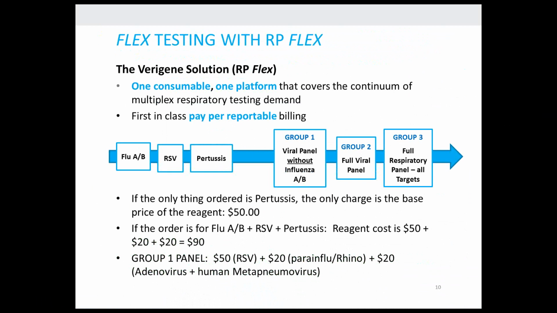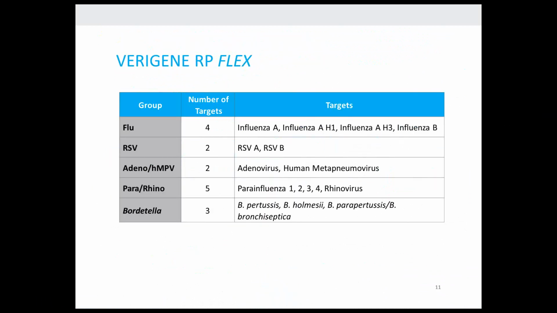If you add on any additional groups, for instance, if you add on flu or RSV or both of them onto a pertussis order, you pay the original reagent cost, which is already paid, and then you would add $20 for each of the groups that you add on. For a panel, it would be the same way. The first group you've already paid for, then any additional group is an extra $20. And again, those are not necessarily the prices that you would pay. Those are list prices.